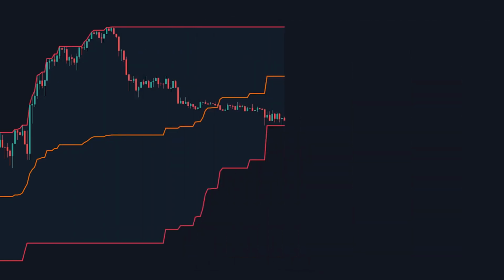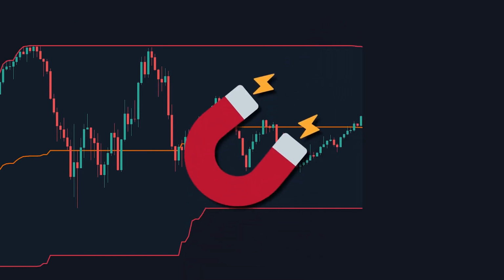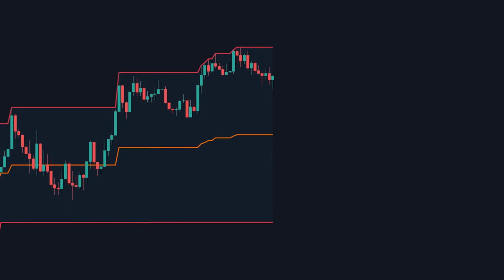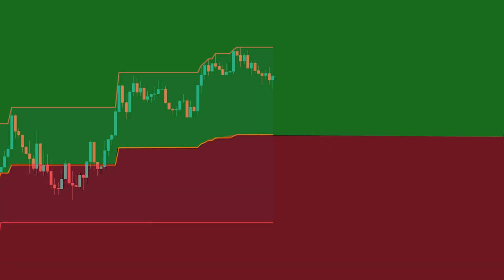So this is what the Donchian indicator looks like by itself. There are going to be 3 lines. The middle line basically acts as a mean reversion point for the market, which means the price will always be naturally attracted to this line, almost kind of like a magnet. You can also use it to tell the momentum of the chart. So if price is above the line, it's bullish. If price is below the line, it's bearish.